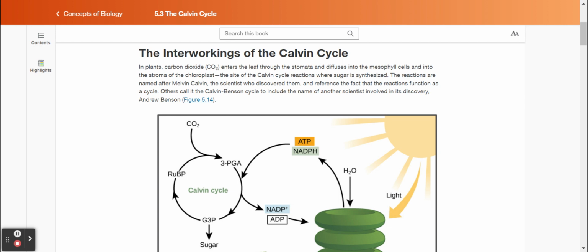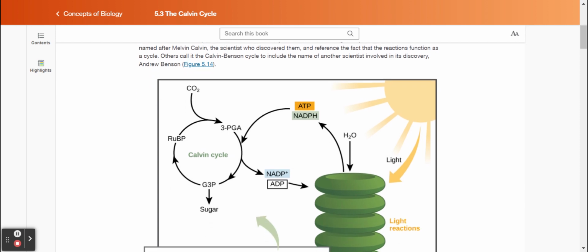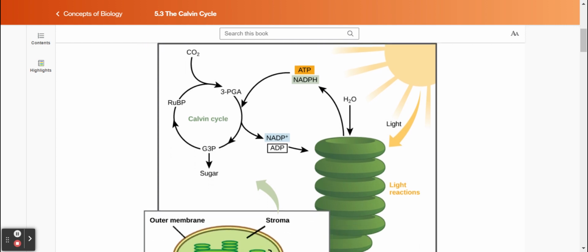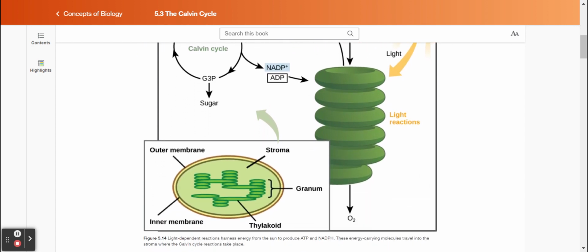The reactions are named after Melvin Calvin, the scientist who discovered them, and reference the fact that the reactions function as a cycle. Others call it the Calvin-Benson cycle to include the name of another scientist involved in its discovery, Andrew Benson. Figure 5.14. Light-dependent reactions harness energy from the sun to produce ATP and NADPH. These energy-carrying molecules travel into the stroma where the Calvin cycle reactions take place.